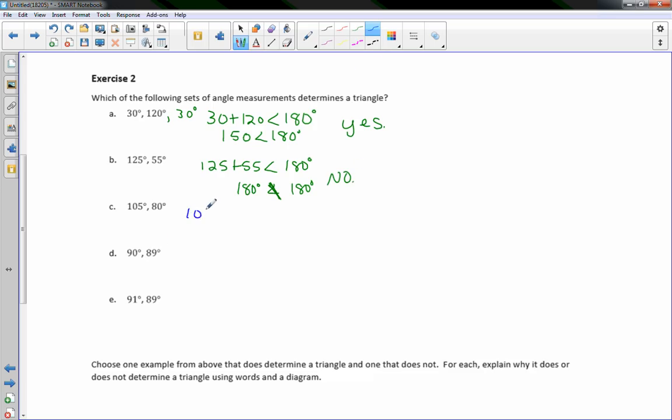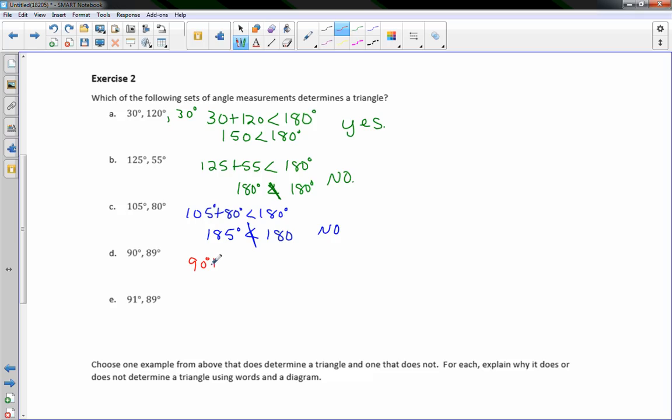This one, 105 plus 80 must be less than 180. And I add these, I get 185 degrees. These are degrees. Has to be less than 180 degrees. Okay? This is not true, so I'm going to put a line through it. That is not true, so the answer is no.